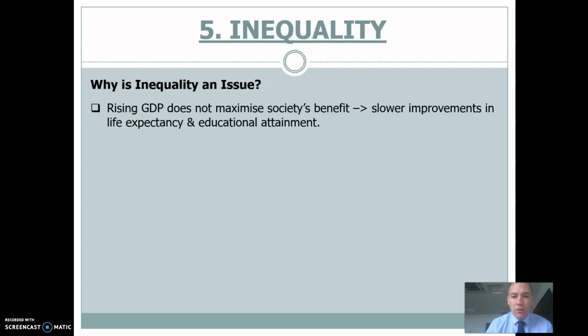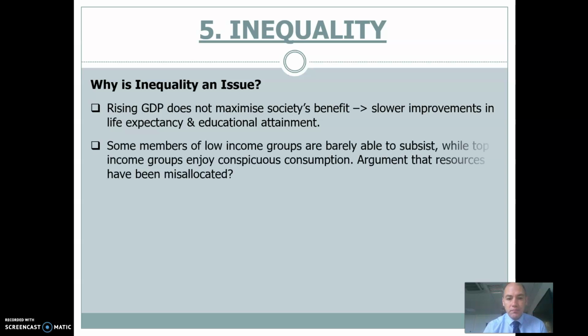Why is equality, or inequality I should say, an issue? First of all, a rise in GDP, or the value of output, doesn't maximise society's benefit. It leads to slower improvements in life expectancy and educational attainment if there is inequality. Secondly, you have some members of low-income groups who are barely able to subsist, to survive, while top income groups enjoy conspicuous consumption. And in terms of the fairness issue, there's definitely an argument that resources have been misallocated.